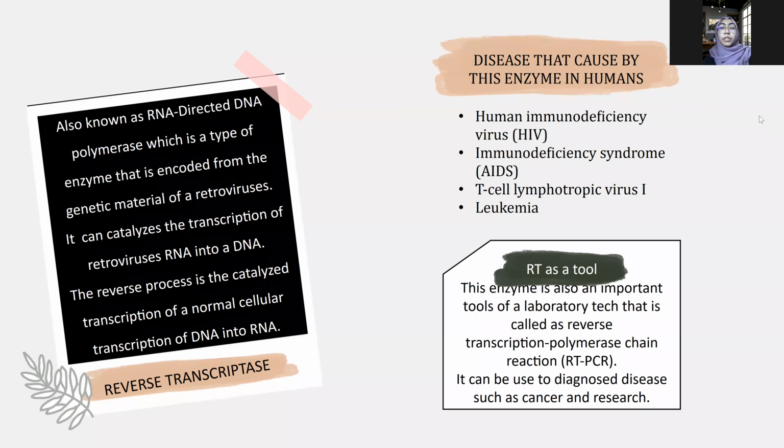Okay, so the first one is the reverse transcriptase. Reverse transcriptase is also known as the RNA-directed DNA polymerase, as I said earlier. This enzyme is usually encoded from the genetic material of a retrovirus because it can generate complementary DNA, which is cDNA, from an RNA. And it can also cause disease such as HIV and AIDS.